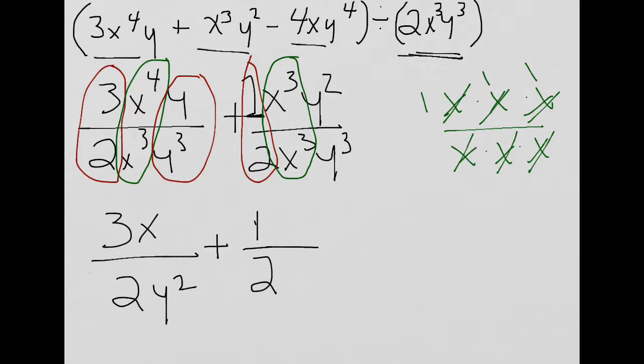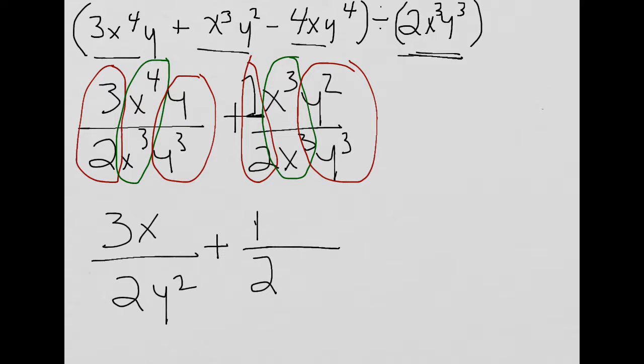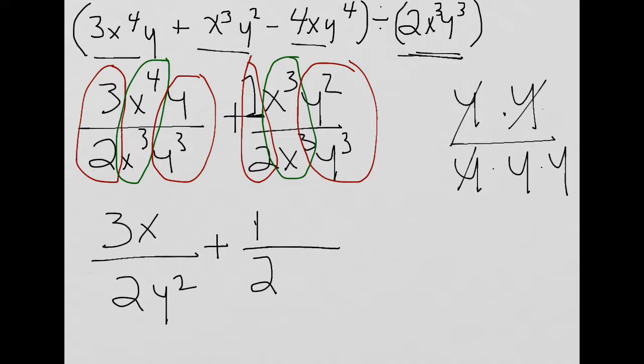Then I'm going to look at my y's. I have 2 y's on top, and I have 3 y's on the bottom. So y divided by y divided by y, and so I'm only left with a y on the bottom. So I'm going to leave that there. So that one is then done.